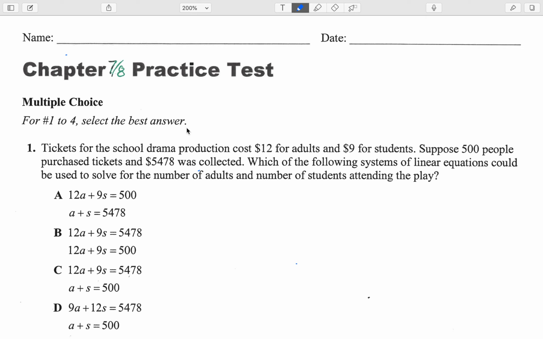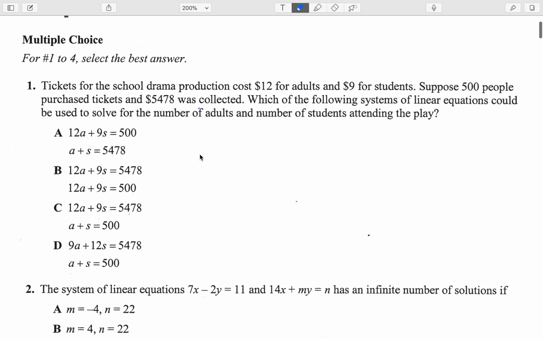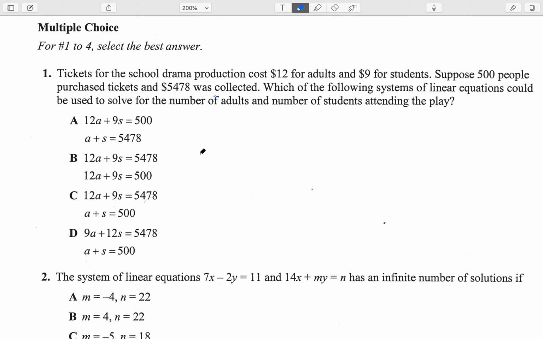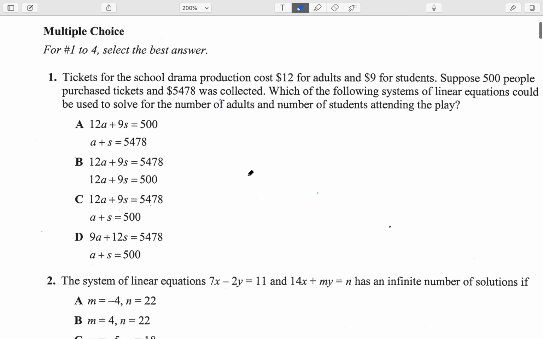This is the chapter 7 and 8 practice test. So this is our systems. This is just a practice test of review for the systems. So remember, we did the systems a couple of different ways. We did them by graphing, and we also did them algebraically. So let's see, what do we have on this practice test?